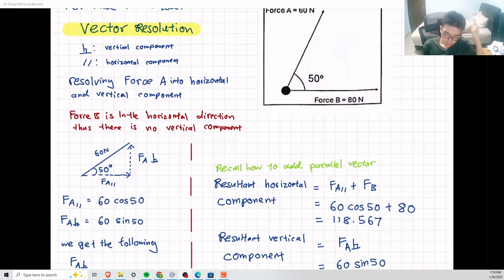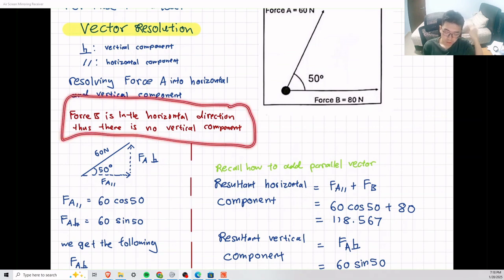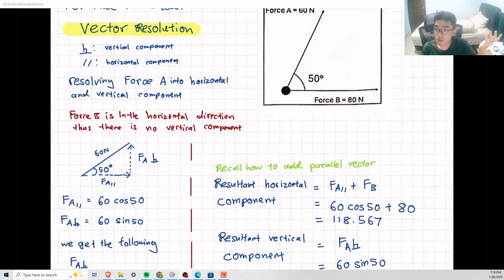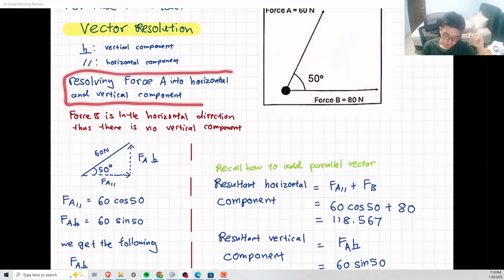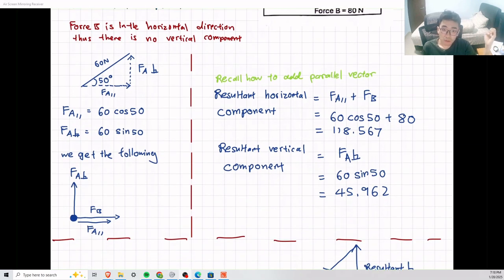Okay, so thought process: I take a look at force B, it is in the horizontal direction, there is nothing to resolve, everything is in the horizontal direction, there's no vertical component. Followed by force A, because it's at an angle, I need to resolve it into its horizontal and vertical components. So how do I resolve it? We take a look at the left column first. 60 newton, I know it's 50 degrees. So I can resolve it into the vertical and horizontal components using trigonometry. So 60 cosine 50 for the horizontal one, and 60 sine 50 for the vertical one. And as a result, we get the following.